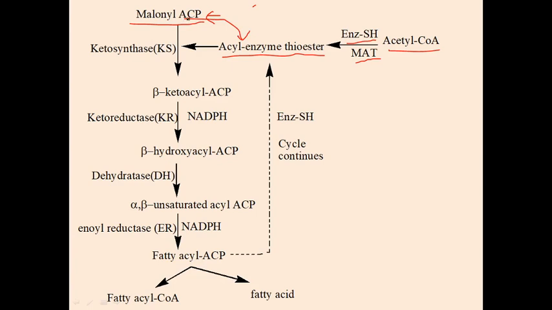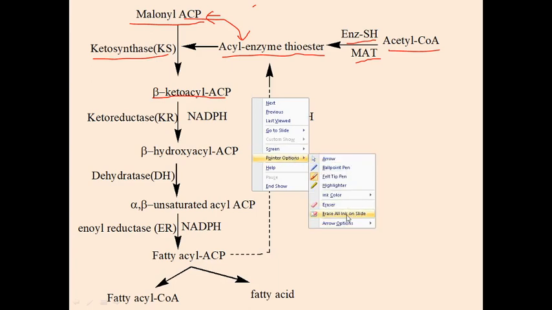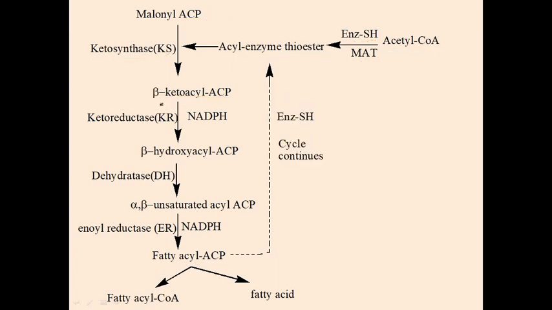The reaction occurs with the help of the enzyme ketosynthase. The first product formed between these two is beta ketoacyl ACP. Let us see how many carbon atoms are formed if this is the first reaction. Malonyl ACP has 3 carbons, but one of its carbons gets removed as CO2, so you can simply call it a 2 carbon unit. And this acyl enzyme thioester also has a 2 carbon unit. So 2 plus 2, a 4 carbon unit beta ketoacyl ACP is formed.